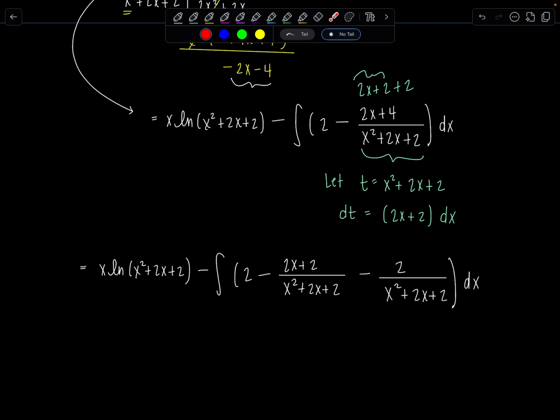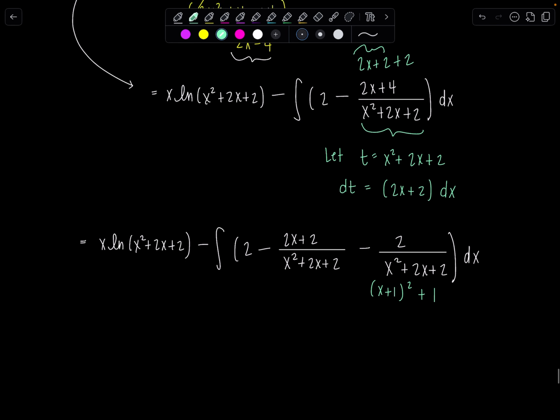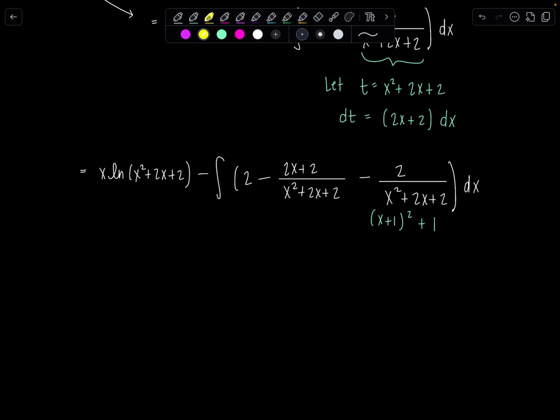Well, we already established that denominator won't factor, but I can complete the square. So it's going to be (x plus 1) squared. Then I still have a plus 1. And that's just good old tan inverse, right? So hopefully you remember. I'll just say recall. When you have the integral of 1 over (x squared plus a squared) dx, it's going to be 1 over a tan inverse of x over a plus c.